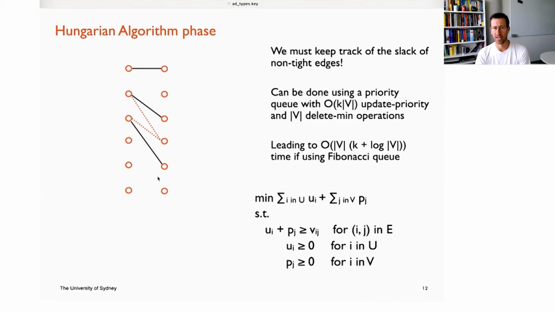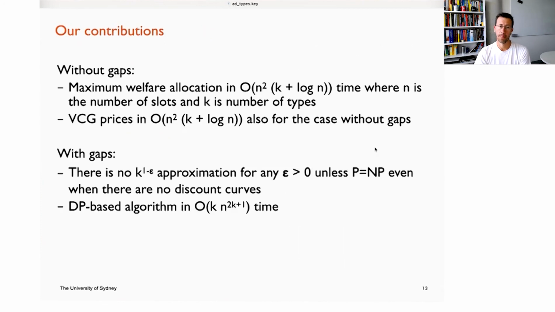So that means that, and this was for one ad type, I need to multiply by k because I have k ad types. So therefore, I only need to do k times v update priority operations and v delete min operations still. So the running time is a little bit better, and it works out to n squared k plus log k. So we're saving a factor of n. And remember, this n is the number of slots. In our application, the number of slots is large, typically.